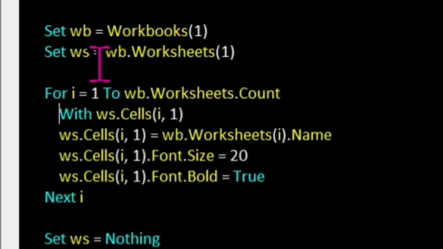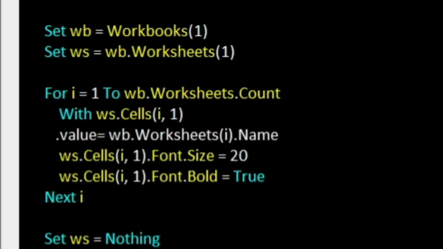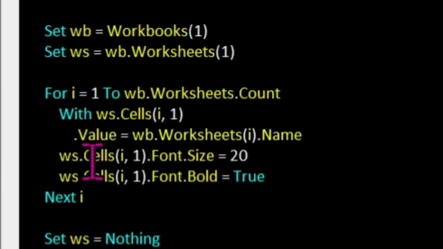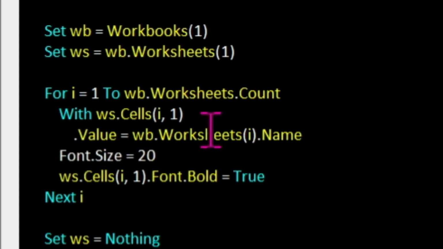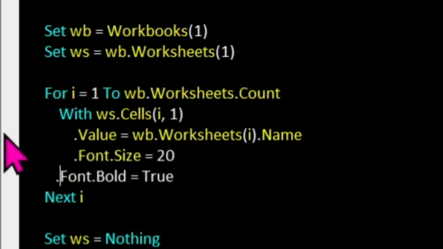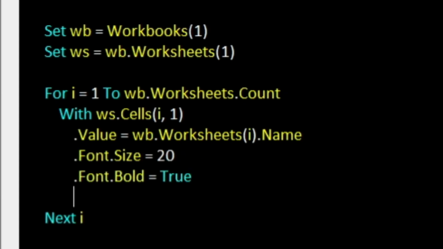So now I can do something like this. With ws.cells I, 1 .value, which is the default property if you don't annotate stuff, is that. Then we can delete this, .font.size equals 20, .font.bold equals true. And then we have to end the With. You have to close it up or you'll get an error.